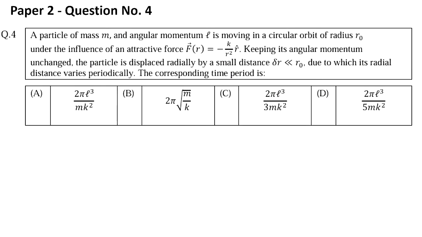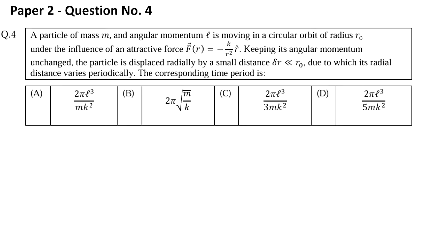We have a particle of mass m with angular momentum small l moving in a circular orbit of radius r0 under the influence of an attractive force which is given by vector F equals minus k by r squared r cap, keeping its angular momentum unchanged. If the particle is displaced radially by a small distance dr, much smaller than r0, due to which its radial distance varies periodically. Now the question is the corresponding time period of that variation of radial distance, right? Its corresponding time period is what they are asking.